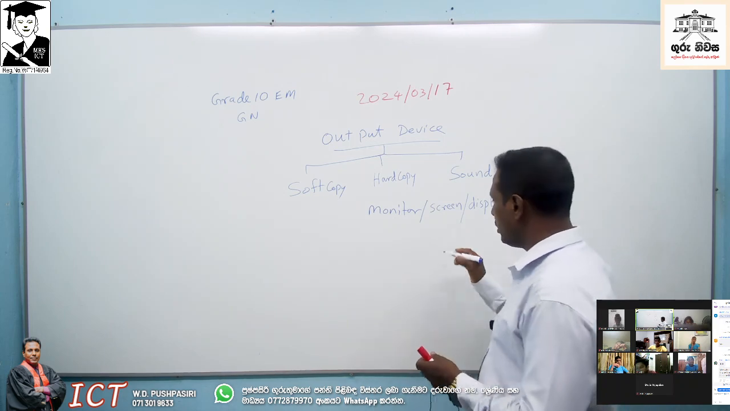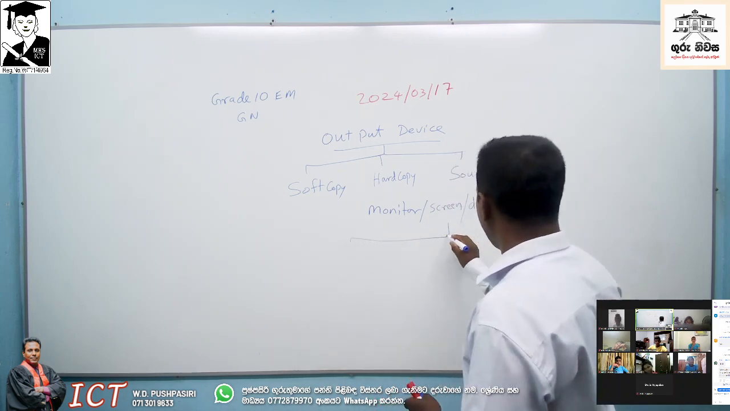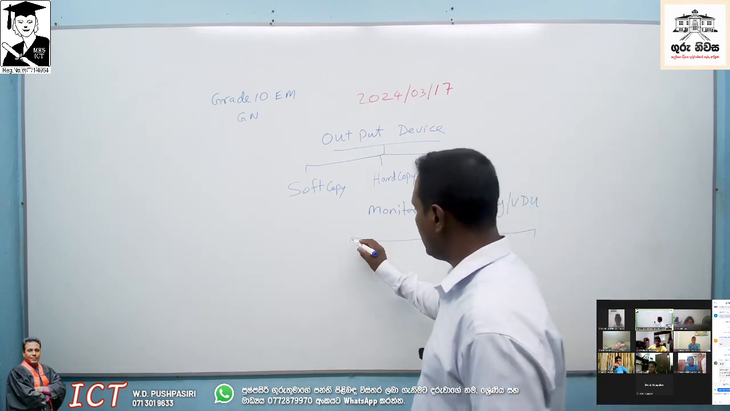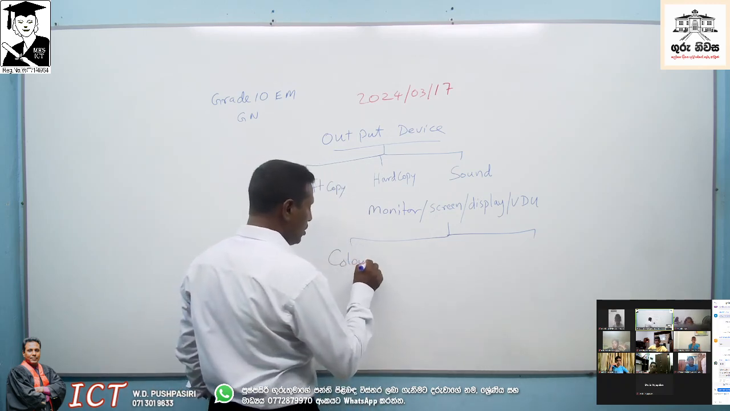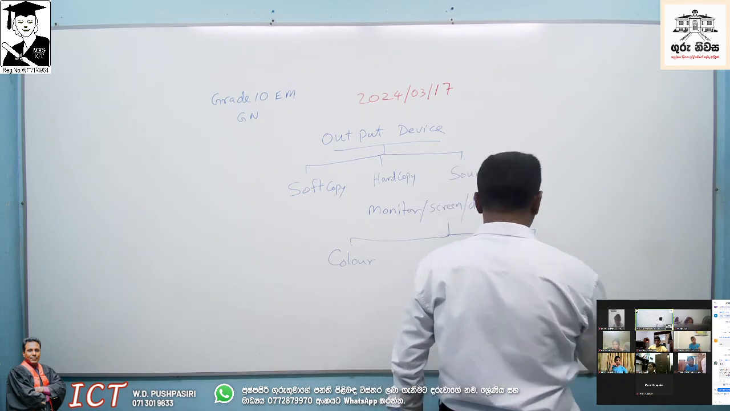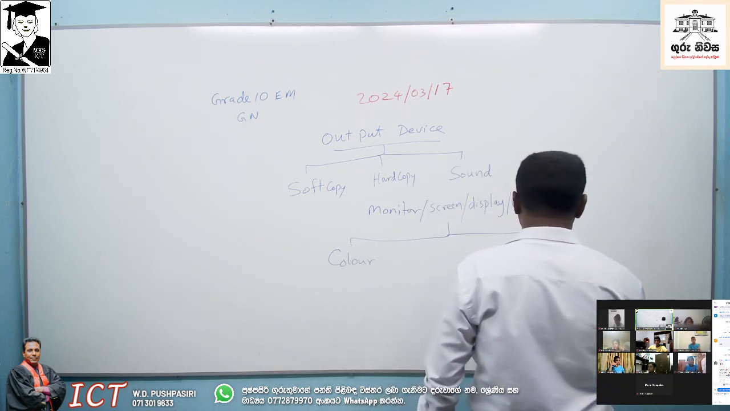There are main two types of devices. One is color, the other one is monochrome.